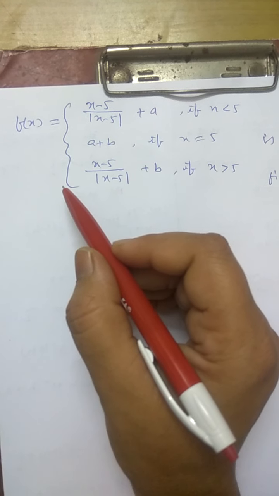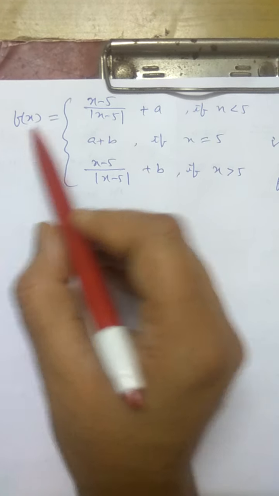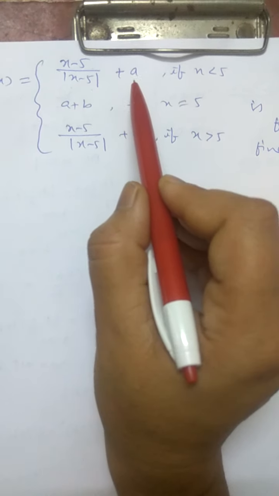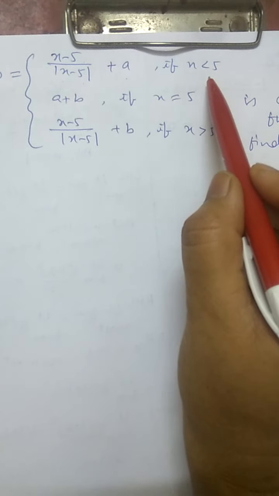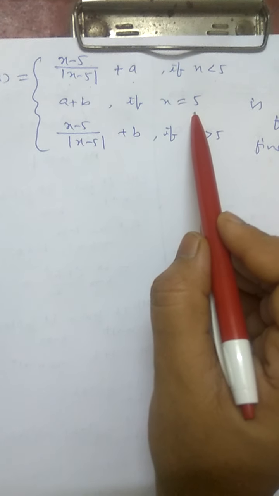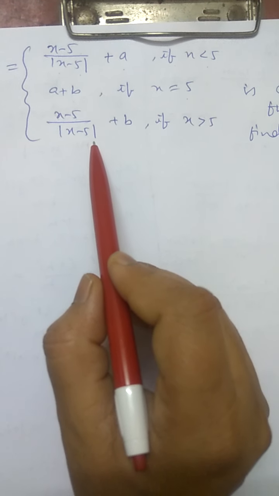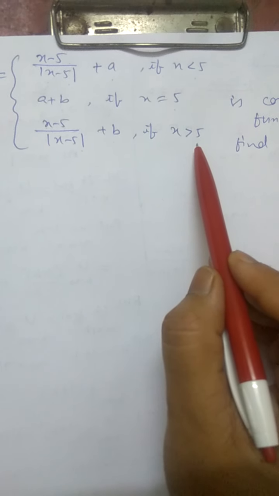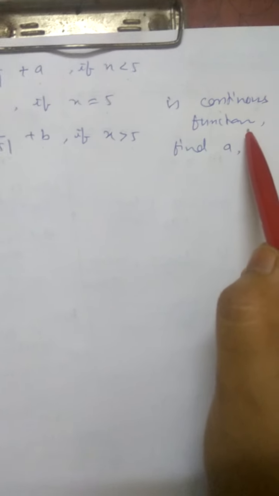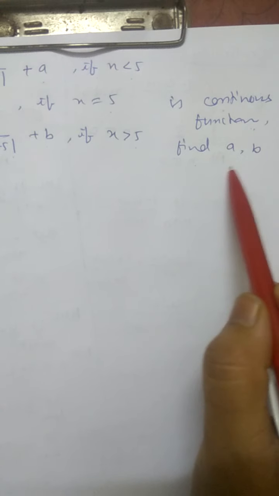That is the most important question. That is a question from Exemplar. Here f(x) is equal to (x minus 5)/|x minus 5| plus a if x is less than 5, a plus b if x is equal to 5, and (x minus 5)/|x minus 5| plus b if x is greater than 5, is a continuous function. That is given, it is a continuous function, and find the values of a and b.